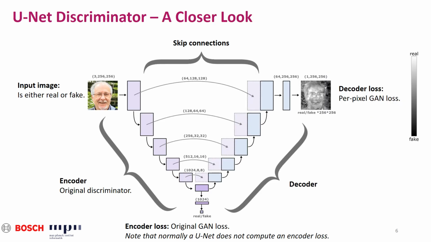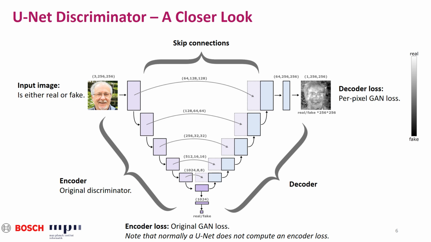Let's have a closer look at the exact architecture that we use in our experiments in order to get a better idea of how our proposed U-Net discriminator works. The left half of this figure corresponds to the original GAN discriminator that we took as a baseline for our experiments, consisting of 6 ResNet blocks. We then add a decoder, which is made of the same ResNet blocks, but the input channel sizes are doubled thanks to the skip connections between encoder and decoder.